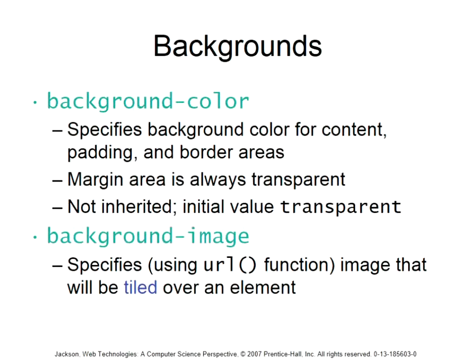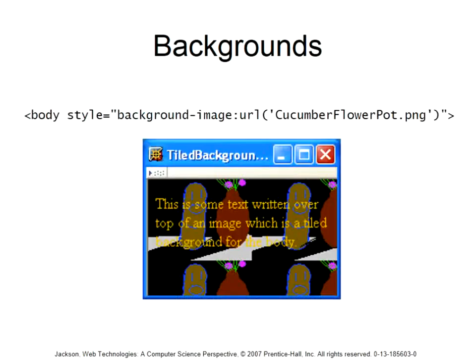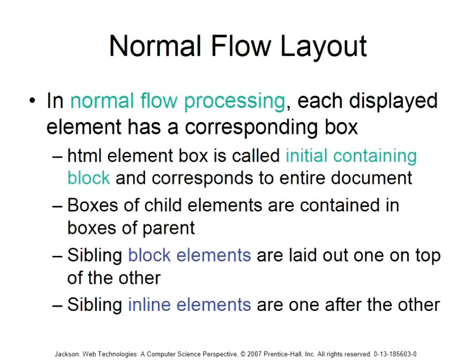For backgrounds, we can find background color, which specifies the background color for content, and background image with a URL that will be tiled over an element. This is an example of background image. If we write body style background image URL with this value, the image will be applied many times in the background. So this is the image that we applied many times.